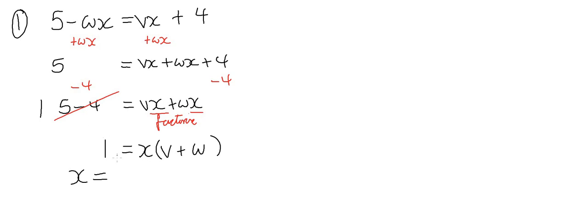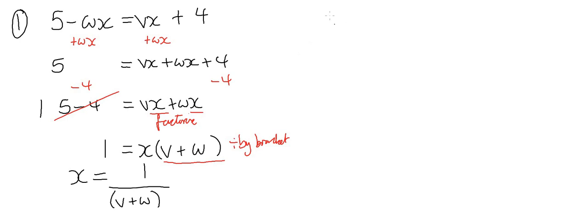And I've still only got 1 on this side. So now to get x on its own, all I need to do is divide by the whole bracket. So I'm going to get my 1, and I'm going to divide that by this bracket, which is v plus w. There you go. I've got x equals 1 divided by v plus w. Remember, it has to be written like a fraction because I'm dividing 1 by the sum of v and w. Okay, so that's one example.